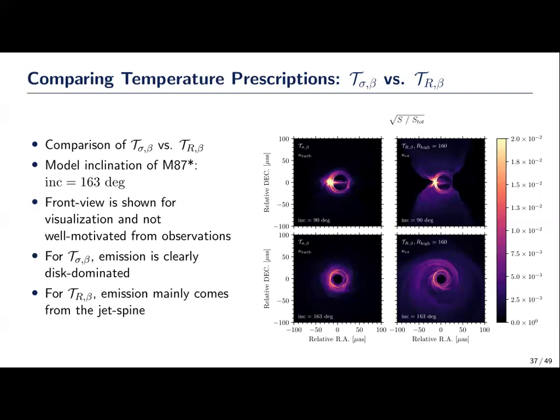This is important because it's important to mention that the front view here is observationally not well motivated for M87. It's basically constrained to be an inclination of 163 degrees or 17 degrees, depending on how you look at it. So this is for the purpose of visualization. Also, the jet glows a bit more in the Arbiter model.